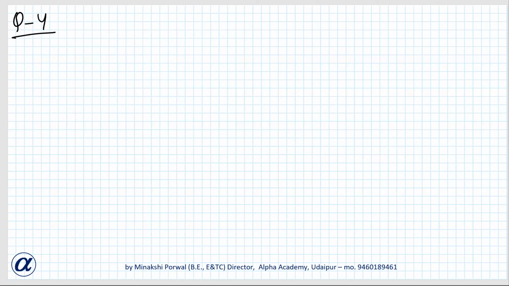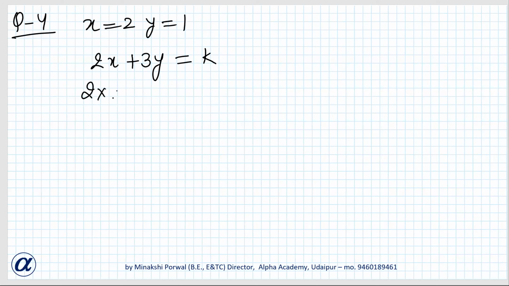Find the value of k if x equals to 2 and y equals to 1 is a solution of this equation. So we have to find the value of k, and x equals to 2 and y equals to 1 is a solution of this equation. So what we'll do, we'll just substitute the value of x and y. Okay. So this is equal to 4 plus 3 equals to k, or k equals to 7. Okay, this is the answer.